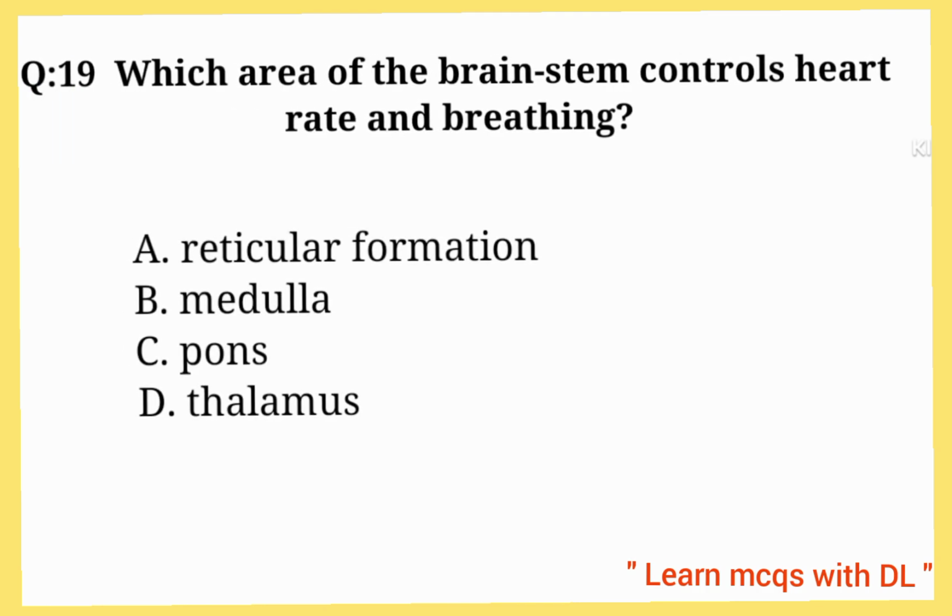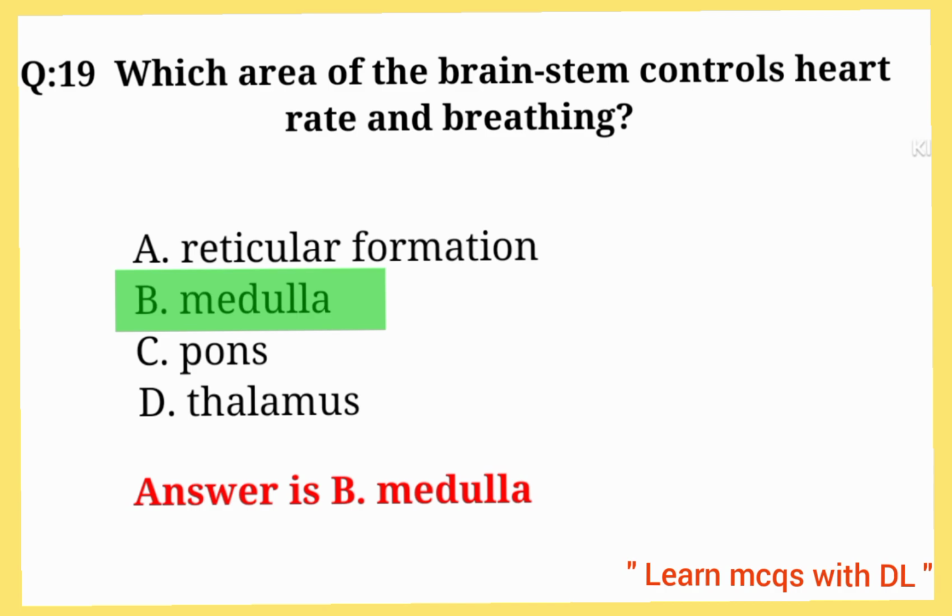Which area of the brain stem controls heart rate and breathing? Reticular formation, medulla, pons, thalamus. Correct option is option B, medulla.